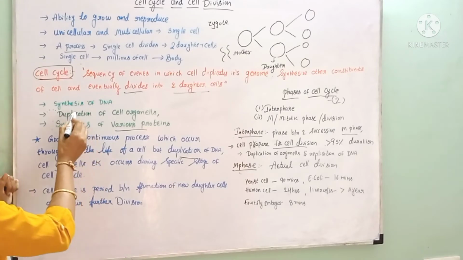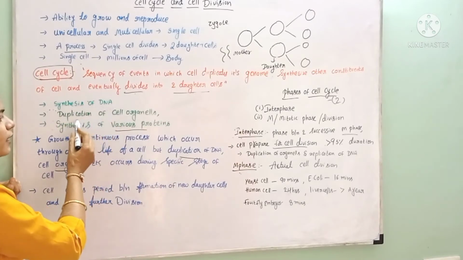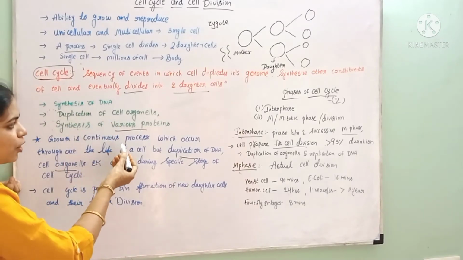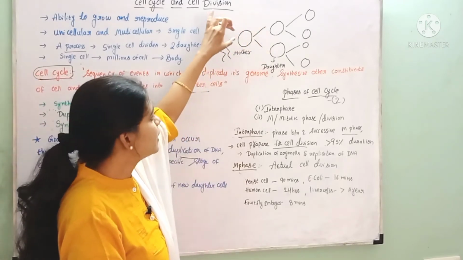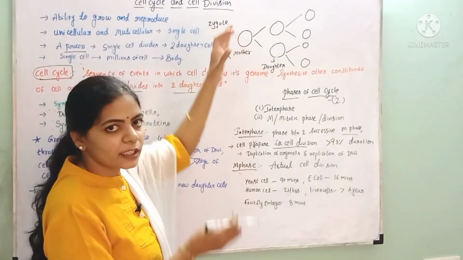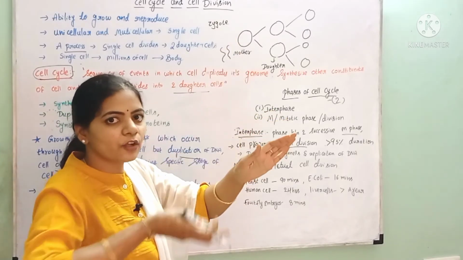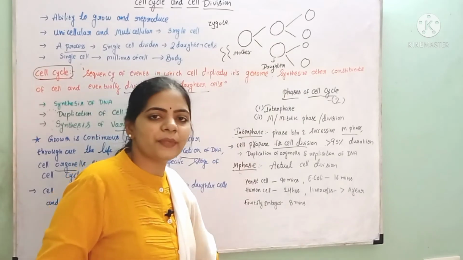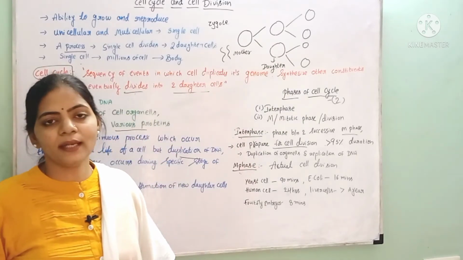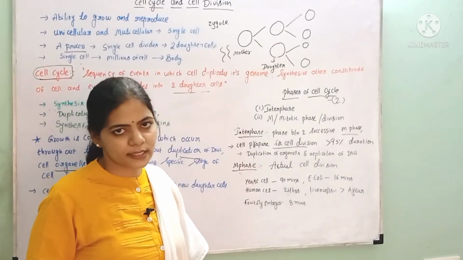And here, after the synthesis of DNA duplicate and after the duplication of the cell organelles only, the cell will divide. That means whatever components it has will be duplicated, and those duplicated components will be equally shared to the two daughter cells. Unless that happens, it cannot equally share its constituents to the daughter cells.